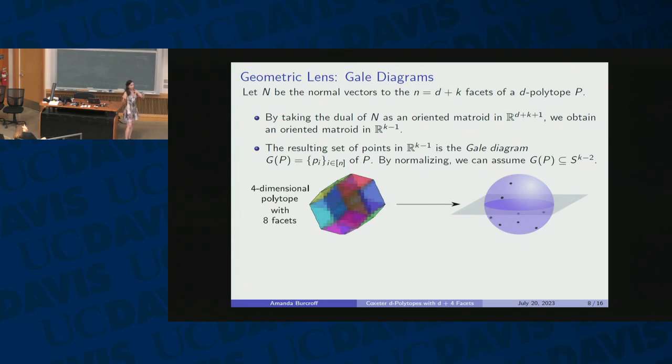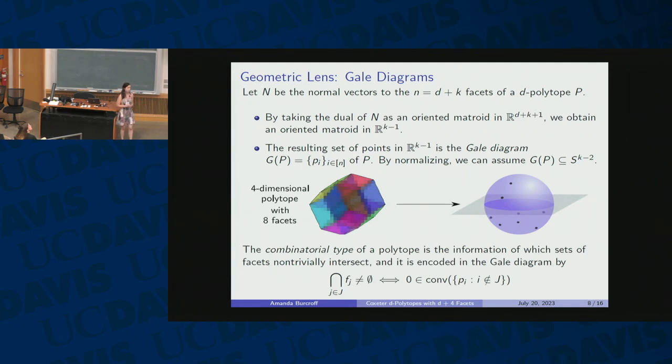And so in our case, if we are looking at, say, a 4-dimensional polytope with 8 facets, don't try too hard to visualize what that looks like, we are now reducing this down to a 3-dimensional picture, which is a little bit easier to work with. And in this construction, we are luckily still retaining the information of the combinatorial type. That is the information of which sets of facets intersect non-trivially. And this is encoded in the Gale diagram by some condition on the convex hulls of the points.